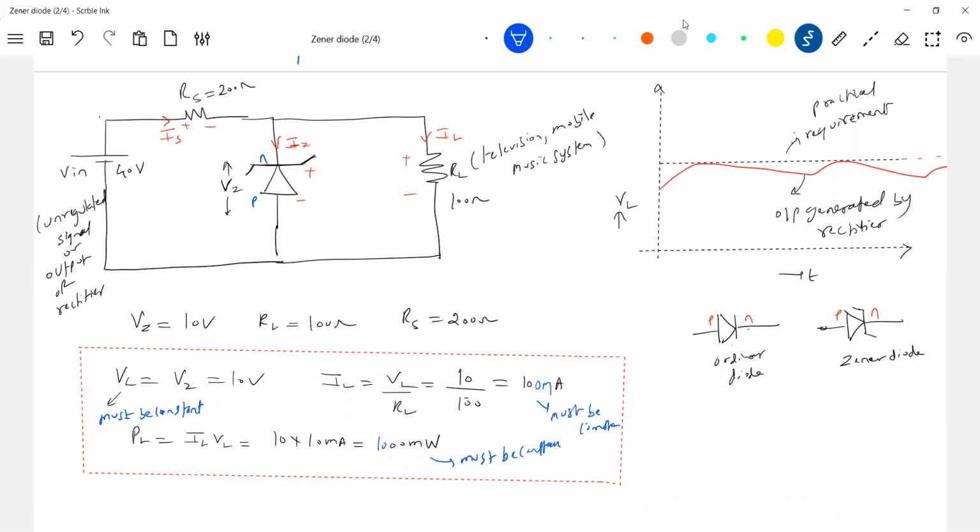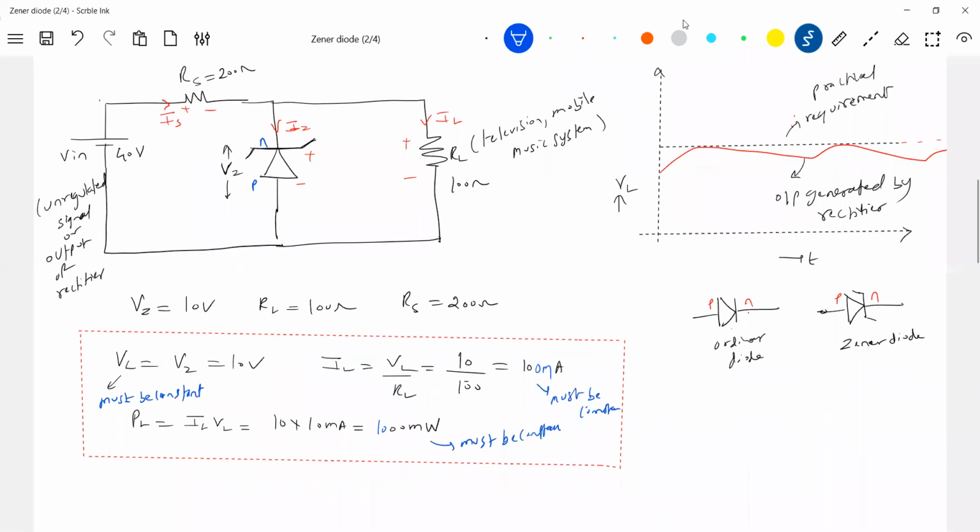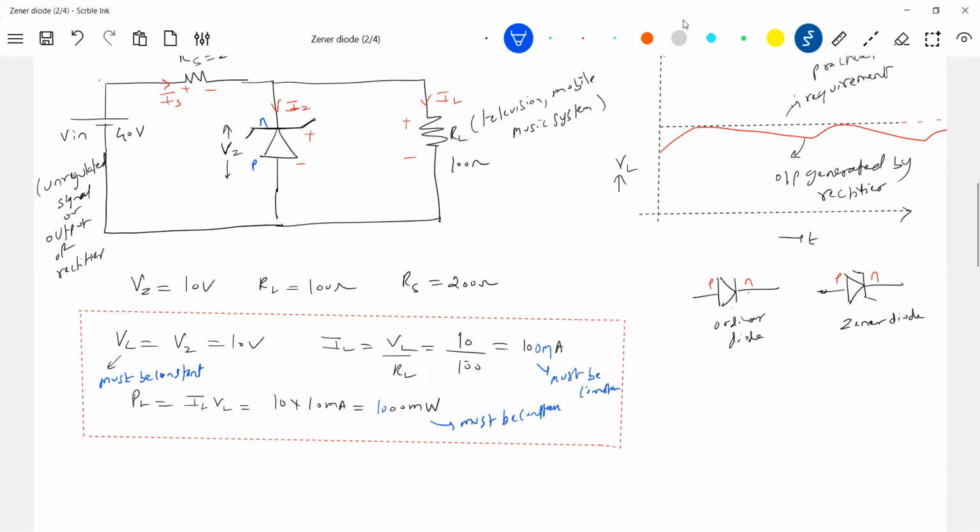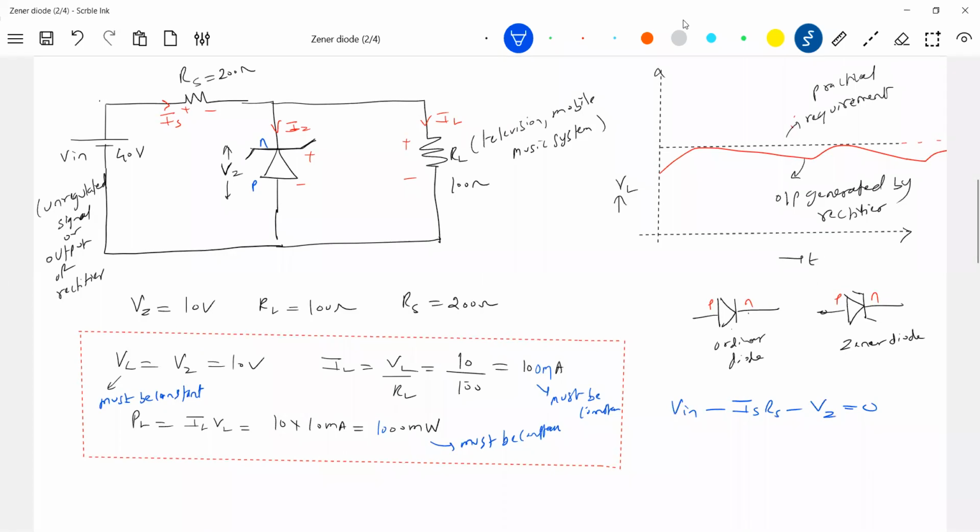Okay, let's get into our discussion. Now IL we got. So let's calculate IS. How much is IS here? For that I'll write the loop equation. Vin minus IS RS minus VZ equal to 0. This is from KVL. The Zener diode is reverse biased, some depletion layer will be there, drift current, diffusion current. You don't need to know anything, just write KVL. What is VZ? The Zener diode is operated at breakdown. At breakdown, the voltage across the Zener will remain constant.